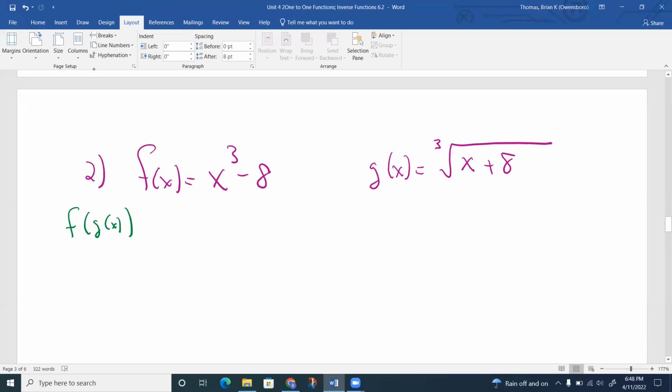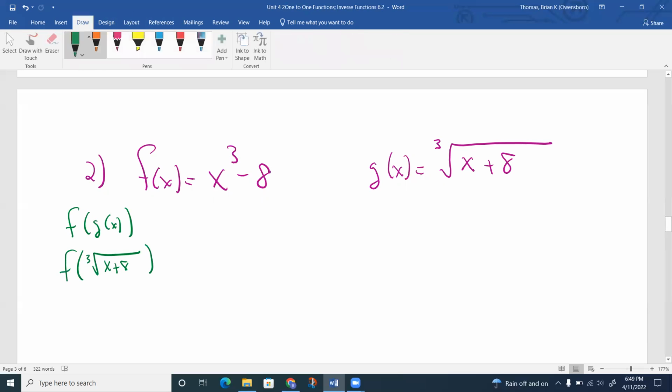So what happens is we identify g of x as the cube root of x plus 8. So this becomes f of the cube root of x plus 8. And then the cube root of x plus 8 goes into the other function. So now I'm using the f function. This here will now go in place of x here. So this is going to become then, in parentheses, the cube root of x plus 8, and that's raised to the third power minus 8.